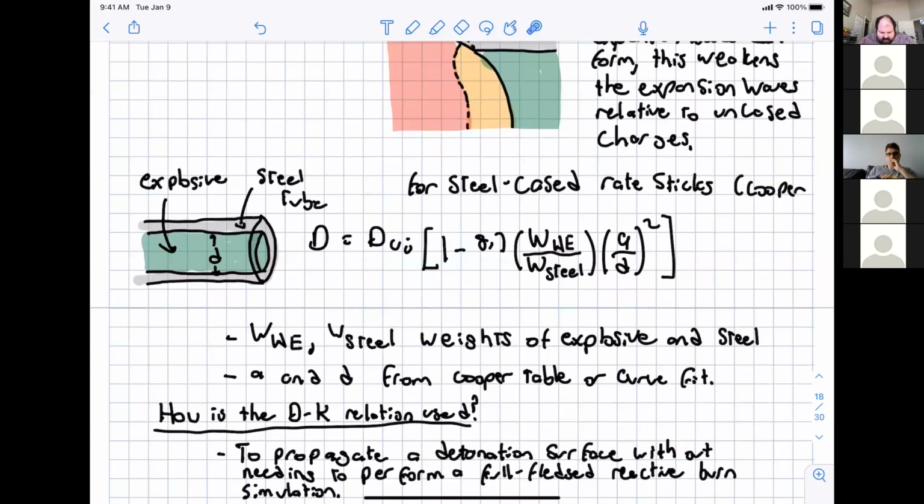Okay. What is the value in front of the weight of the high explosive and weight of steel? 8.7. Okay, so thank you. Yep, I believe that does look like an 8.7.